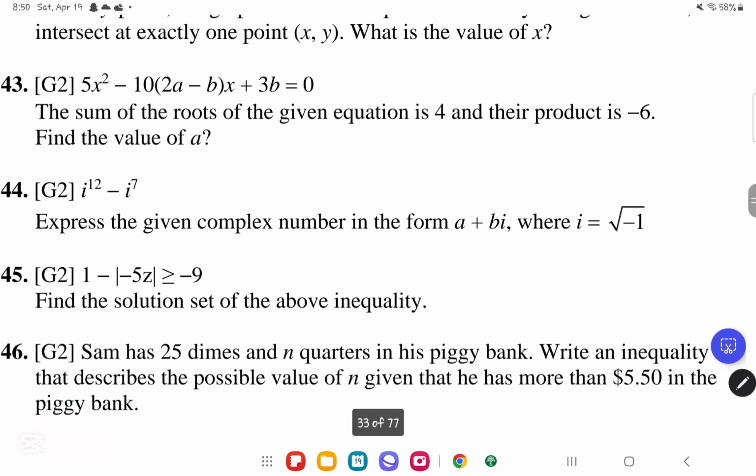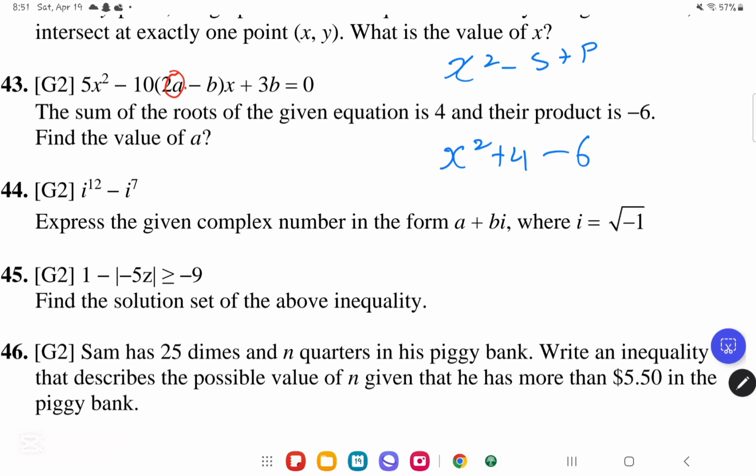In question number 43, they said, 5x squared minus 10 times 2a minus bx plus 3b equals 0. They said the sum of the roots, pay attention. We know the equation is x squared minus sum plus product. The sum of the roots is 4. That means x squared minus 4x, and their product is minus 6. Now they want us to find the value of the letter.